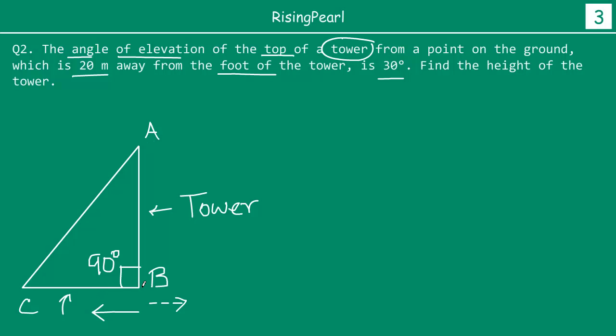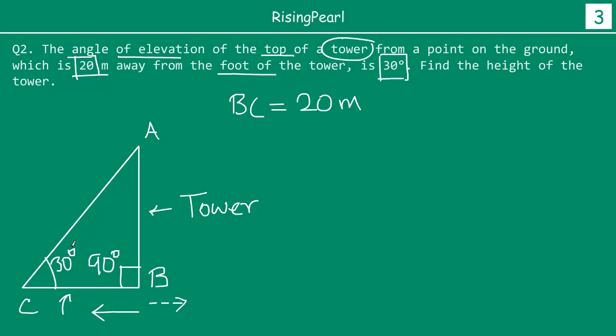So the tower is standing straight vertically, and that makes 90 degrees with the ground. And now we have walked away. How much have we walked away? We have walked 20 meters away from the foot of the tower. So BC is 20 meters. Let's write what we have been given. BC is 20 meters. Now after we have walked 20 meters away, we look up and the angle of elevation of the top of the tower is 30 degrees. So this angle is 30 degrees.